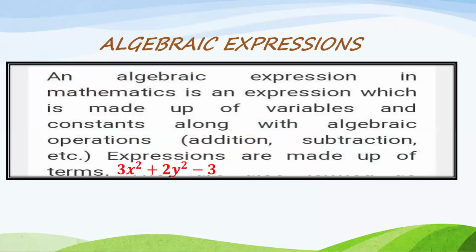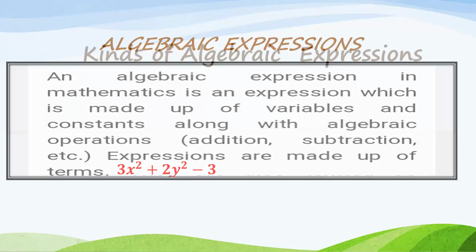So, students, what are algebraic expressions? We know that in mathematics, it's an expression which is made up of variables and constants along with the algebraic operations such as addition, subtraction, multiplication, division, right? Such kind of expressions are called algebraic expressions. Here is an example for you: 3x squared plus 2y squared minus 3. This is an example of algebraic expressions.